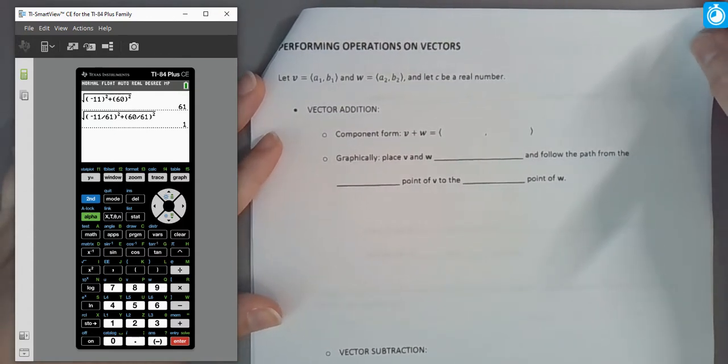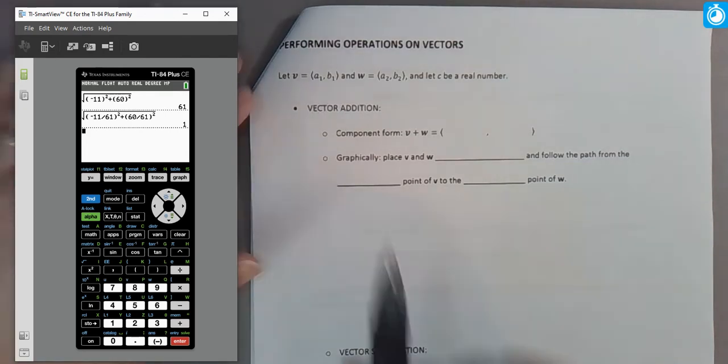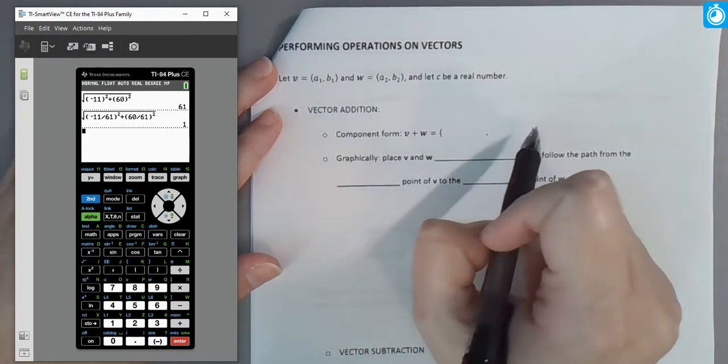We also want to talk about what would happen graphically if we're going to add or subtract vectors. So suppose we have two vectors. So vector v has components a1 and b1. And vector w has components a2 and b2. And we're going to define c as just some real number, not equal to 0 in this case. So c is just a scalar constant. So first, if we want to add two vectors together, the component form of vector v plus vector w does exactly what you would think it would do.